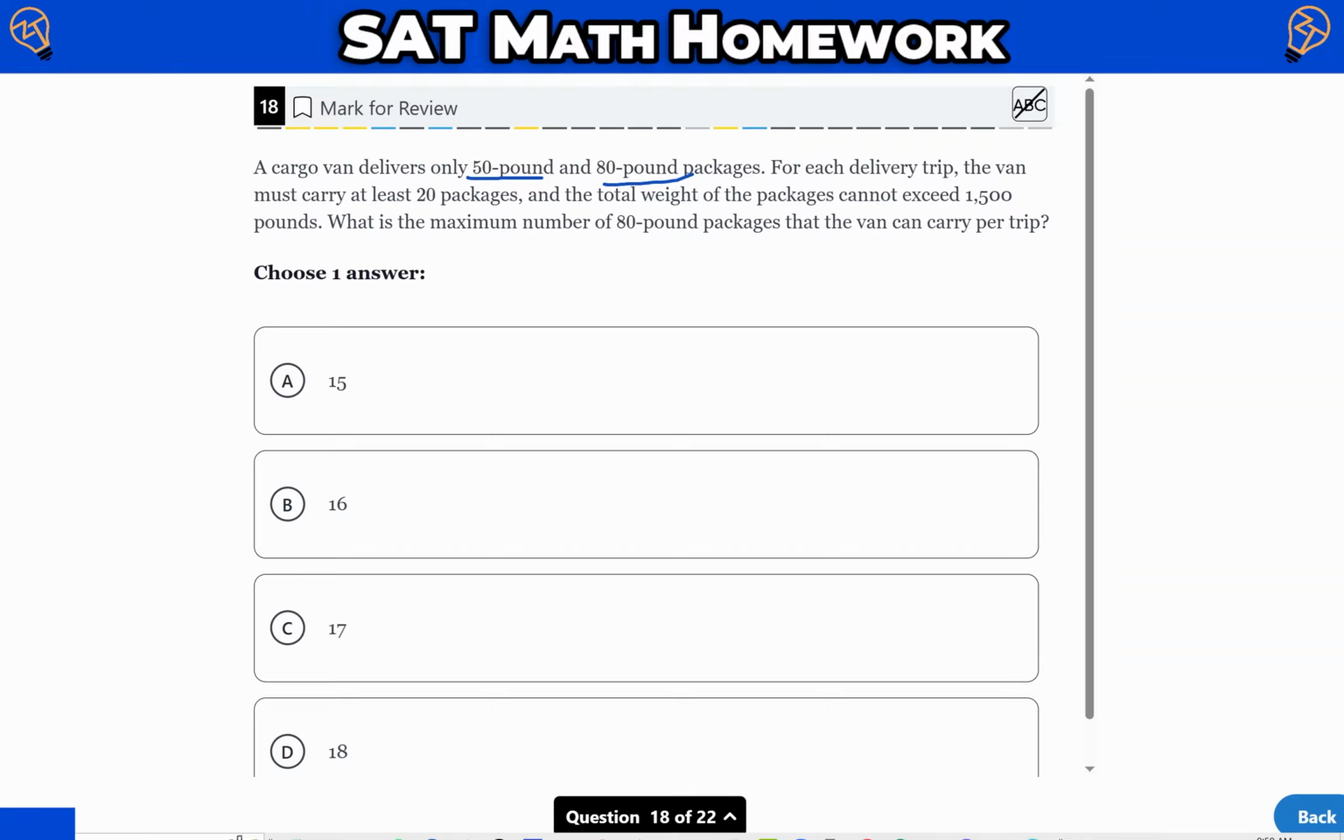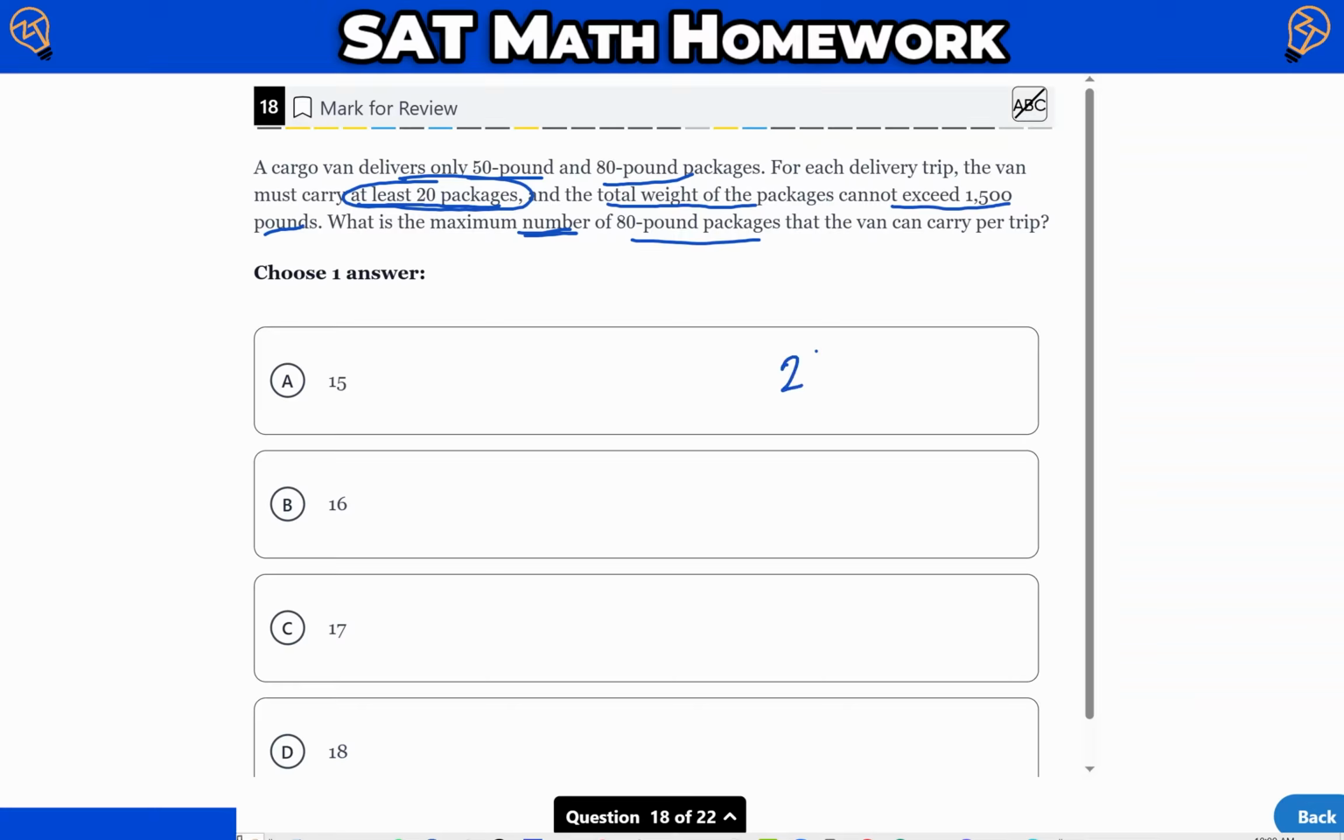They talk about needing to carry at least 20 packages. So this is a number of packages. And then we have the total weight cannot exceed 1,500 pounds. Now notice they want to know the maximum number of 80-pound packages. So that lets us know that the unknown is the number of 80-pound packages, and the other unknown is the number of 50-pound packages.